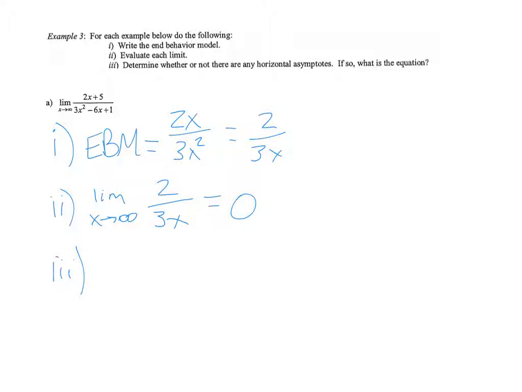Okay, and now step 3, is there going to be a horizontal asymptote? Yes, there is, because of our end behavior model. So we'd say yes, there is one, and it's going to be at y equals 0, and that's going to be on the left and the right side.